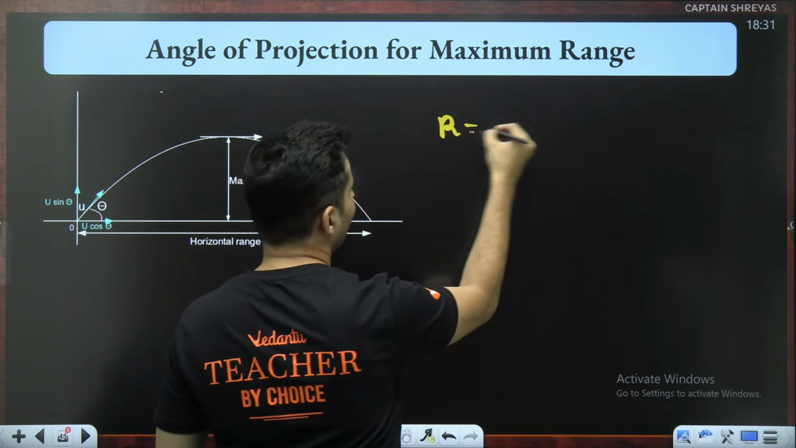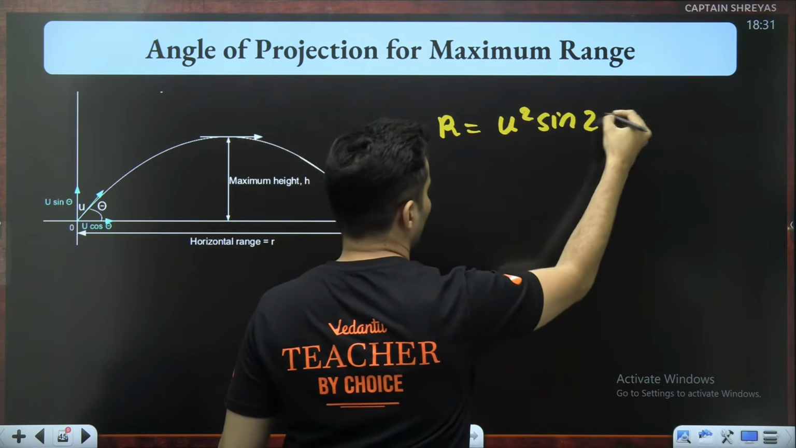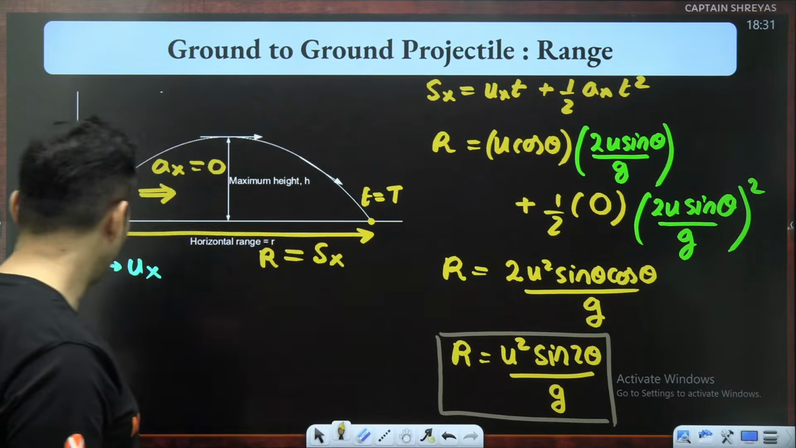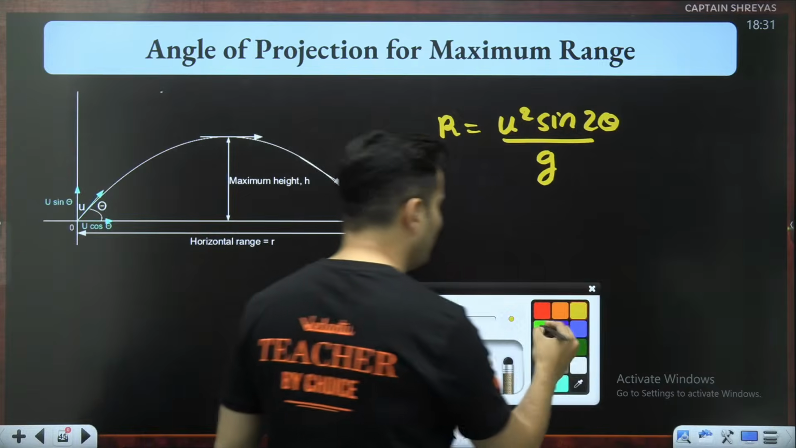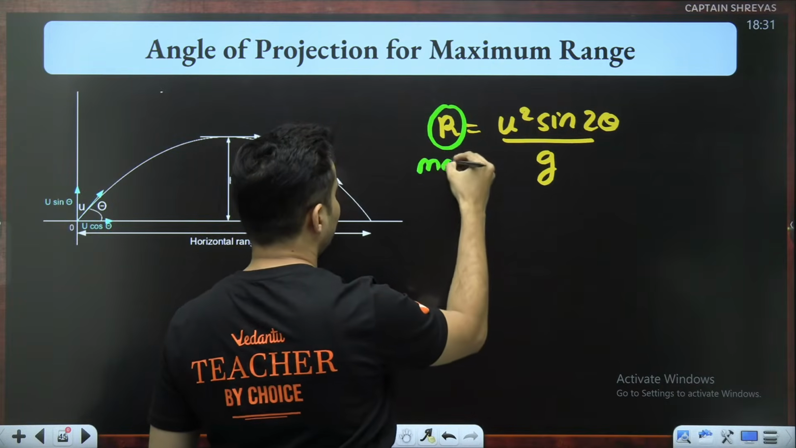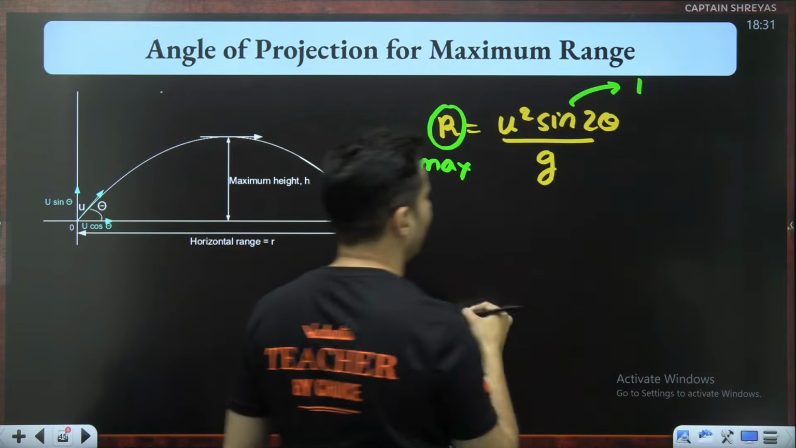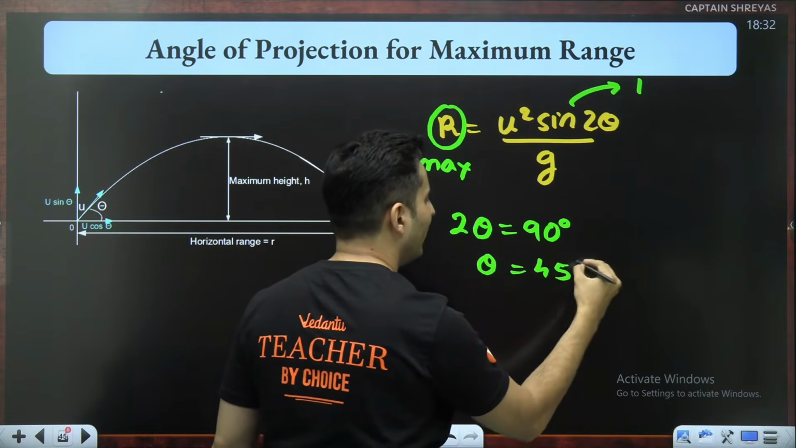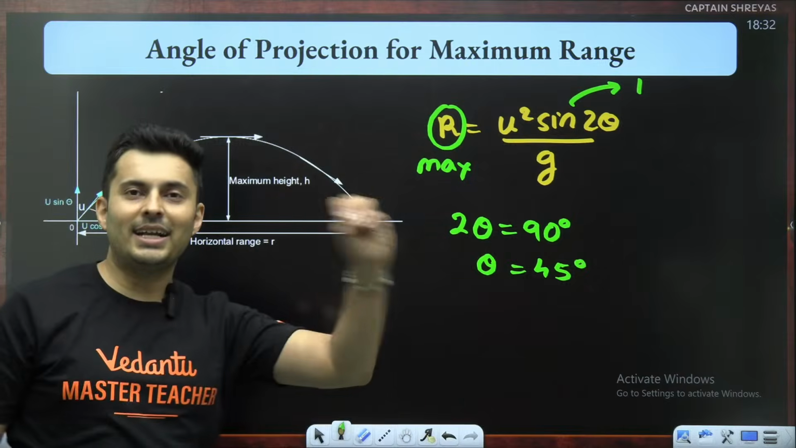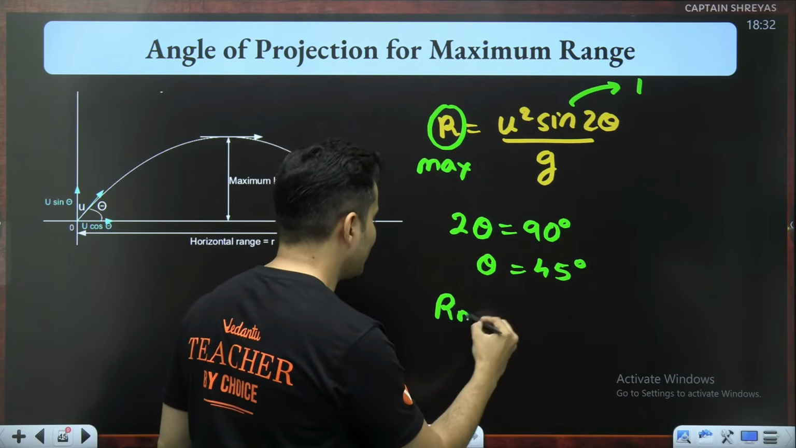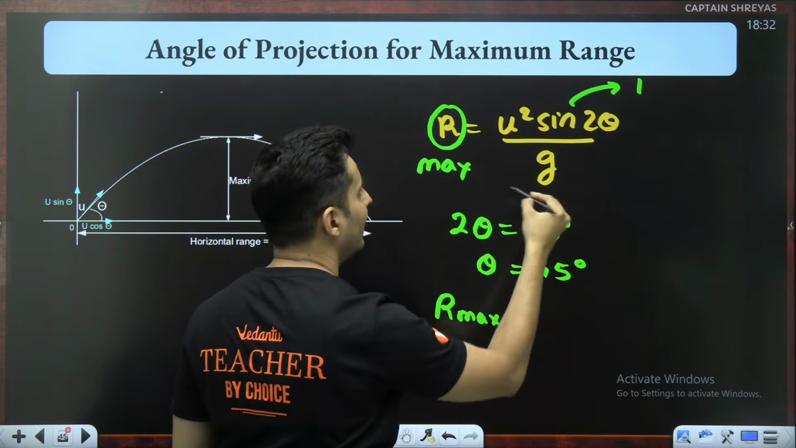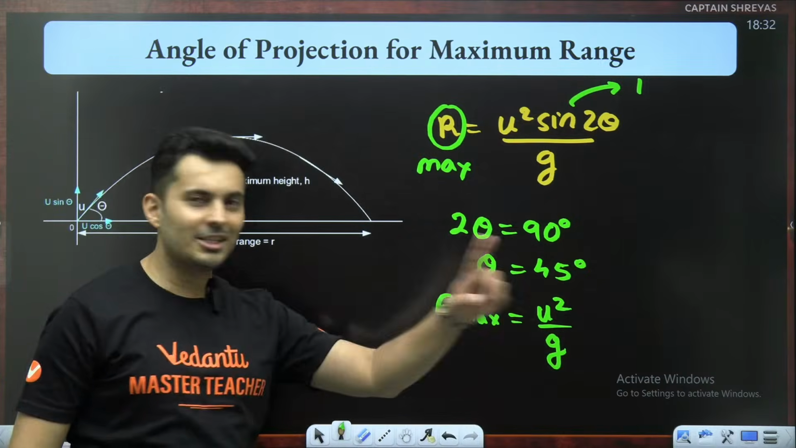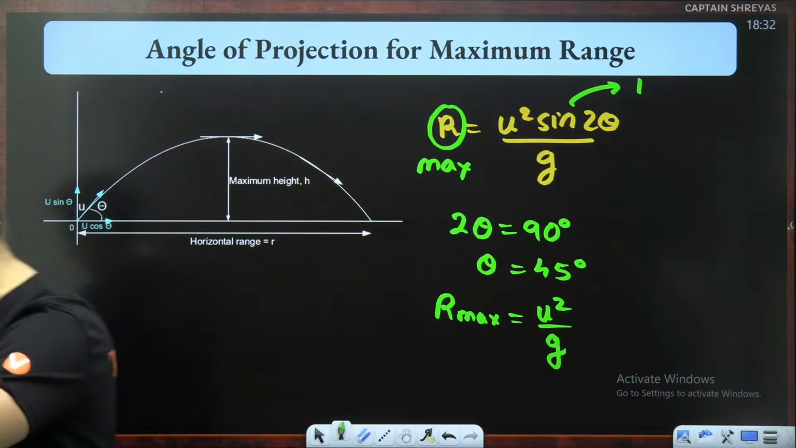The formula for range was u square sine 2 theta by g, which we just figured out here. Okay. So if I want to make my range maximum, I need to make sine 2 theta as 1. That means 2 theta should be 90 degree. That means theta should be 45 degree. Correct. So for 45 degrees, the range is maximum. The maximum value of range, if you put sine 2 theta as 1, it will just come out as u square by g. That is the answer. So the maximum range is u square by g, and it happens at 45 degree.